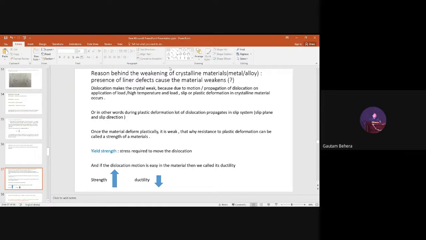Okay, by looking at all these PPTs, can you people tell me what will be the basis or the principle behind the strengthening of a material? By which principles can you strengthen a material? By reading all these things.